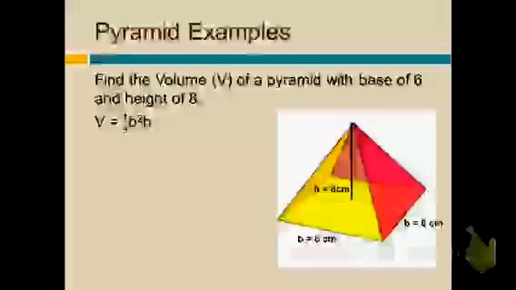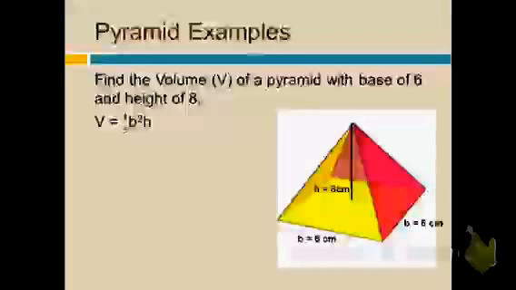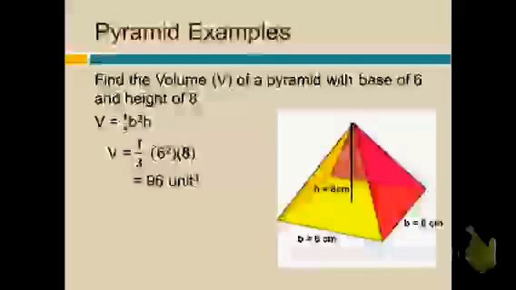In order to find the volume of the same shape, we will use the formula volume equals 1/3 the base squared times height. We again substitute 6 for base and 8 for the height, and find that we have a volume of 96 units cubed.